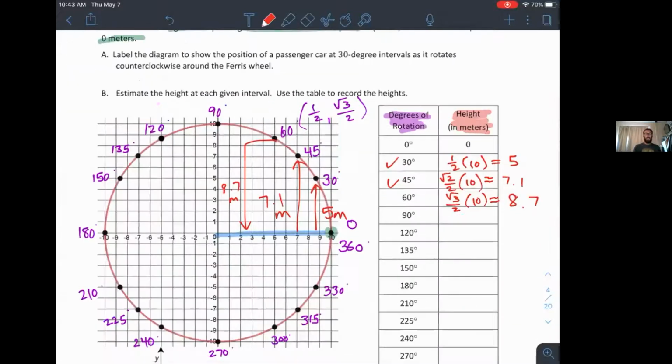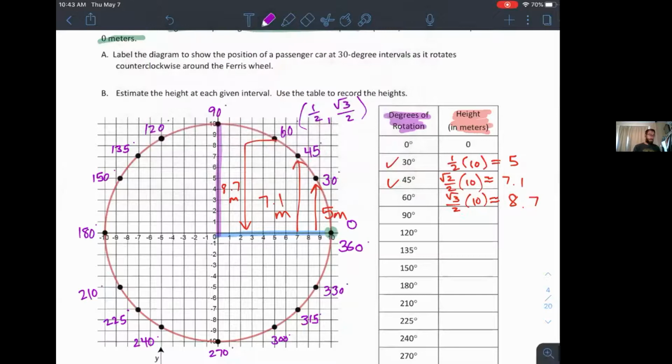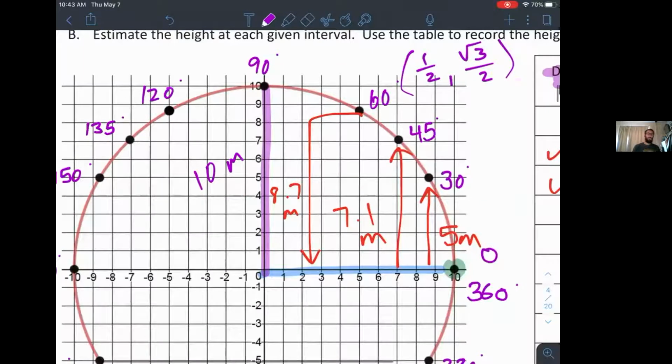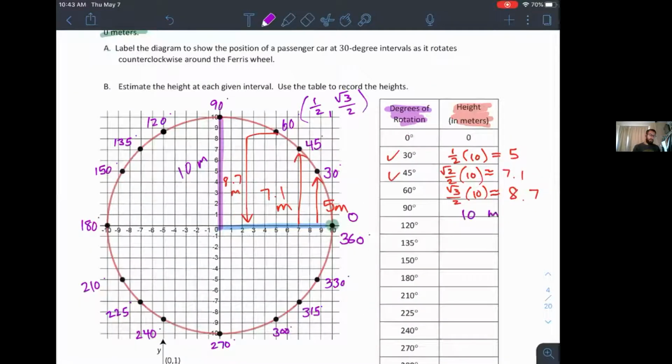Now the last one, the 90-degree angle, is the easiest one to figure out because we know our radius is 10 meters. One quarter of your way around the circle, you've gone from start to 90 degrees, pi over 2 radians, but we're asking just for the vertical height, which is just the radius of 10 meters. Therefore, a 90-degree angle is just the radius itself. You're 10 meters tall at that point.